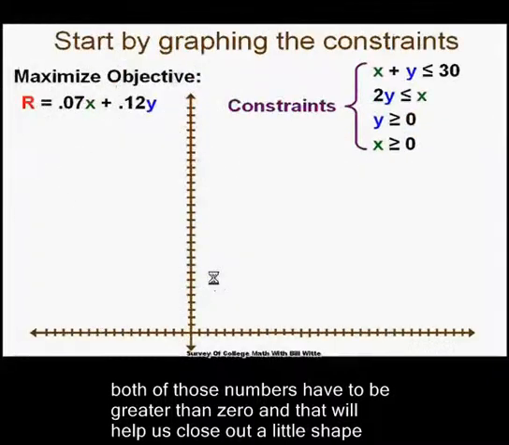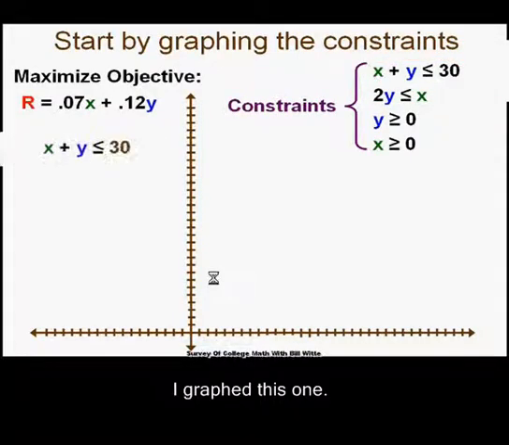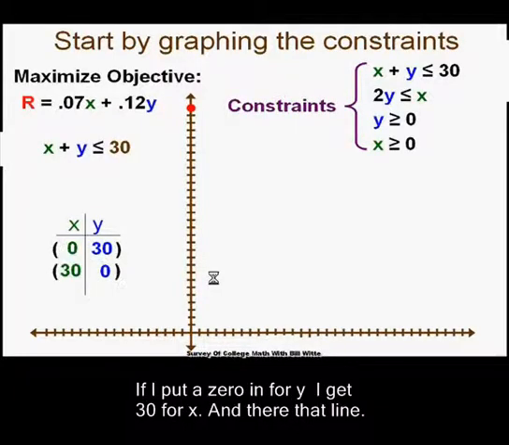It's always best to start at the beginning. Okay, well let's once again start by graphing the constraints. We'll graph this one. x plus y is less than or equal to 30. I'm going to try the intercept method on that. Put a 0 in for x, and I get 30 for y. Put a 0 in for y, and I get 30 for x. And there's that line.